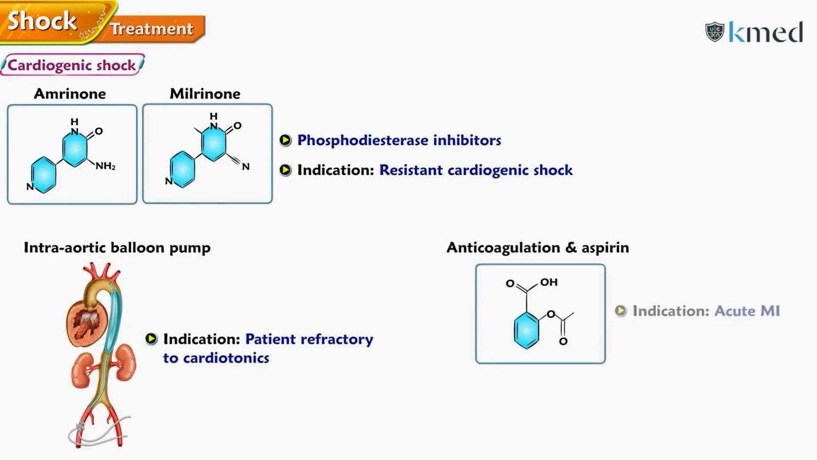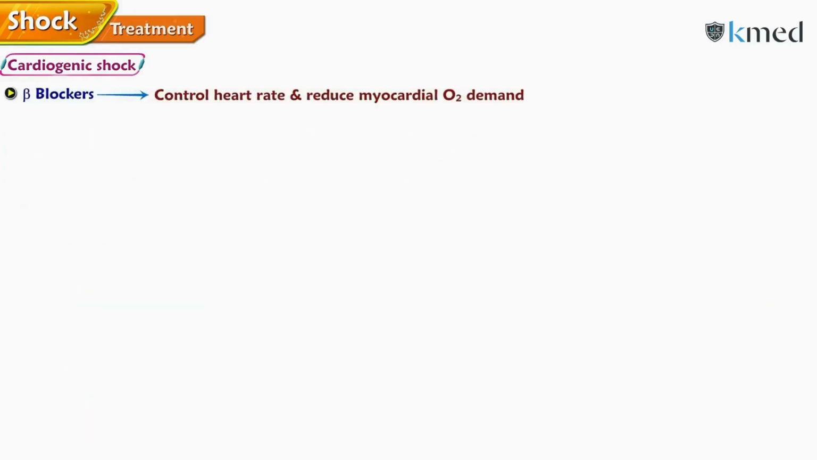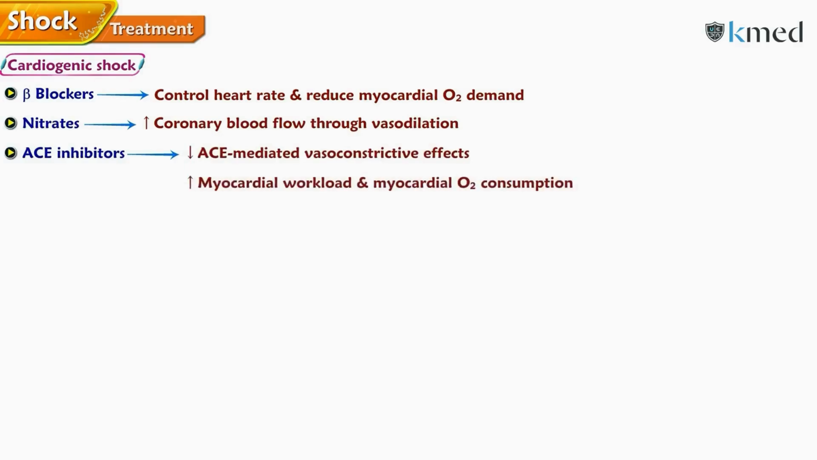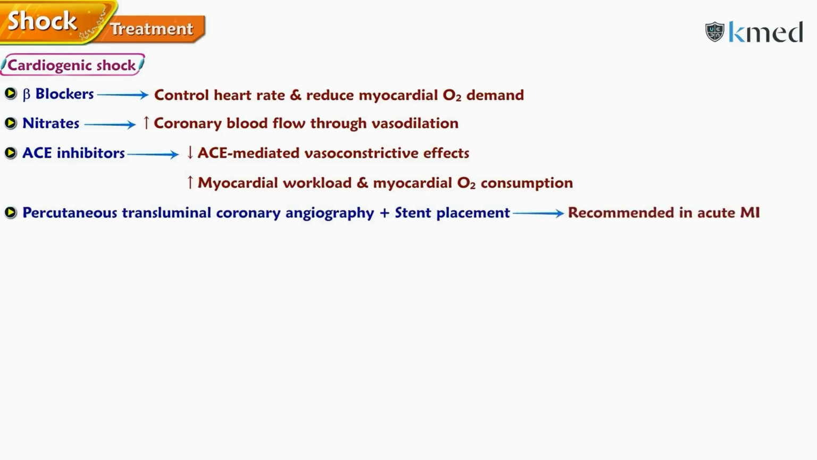Anticoagulation and aspirin in acute myocardial infarction. Beta blockers are used to control heart rate and reduce myocardial oxygen demand. Nitrates help to increase coronary blood flow through vasodilation. Angiotensin-converting enzyme inhibitors are used to reduce angiotensin-converting enzyme-mediated vasoconstrictive effects that increase myocardial workload and myocardial oxygen consumption. Percutaneous transluminal coronary angiography with stent placement is recommended in acute myocardial infarction.